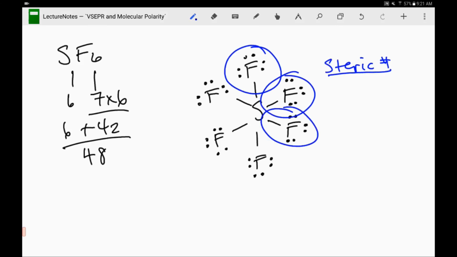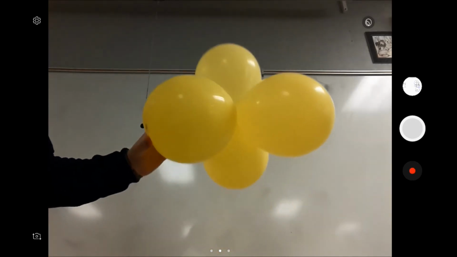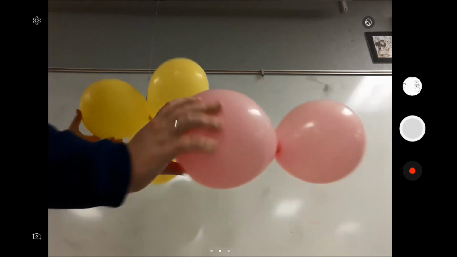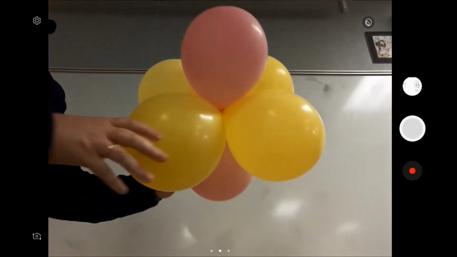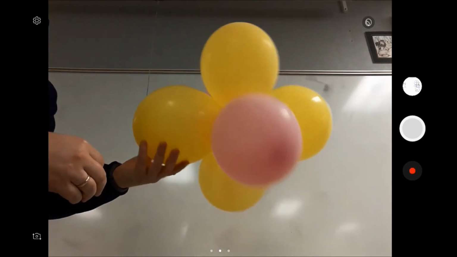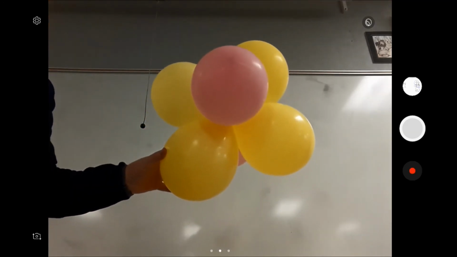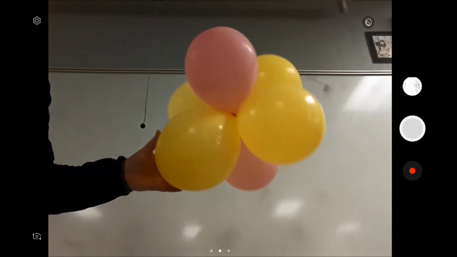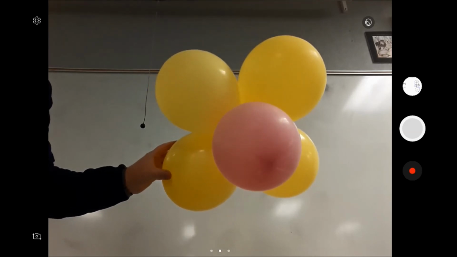With 6 sigma bonds, sulfur hexafluoride has a steric number of 6. 4 things plus 2 things will make 6 things. This shape is called octahedral. Now, that throws a lot of students off at first because it's got a steric number of 6. Why should it be called octahedral?